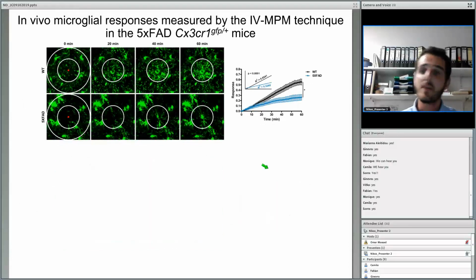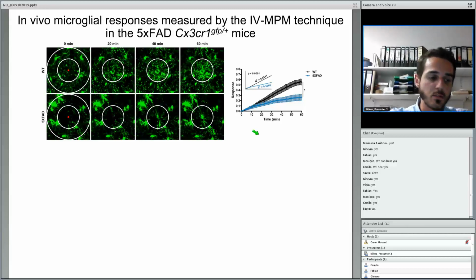They went then to the 5xFAD model, and they did a similar analysis, doing the tissue ablation in both groups, the wild type and the 5xFAD. And what they see is that in the 5xFAD the microglia are far slower and unresponsive to the laser ablation compared to the wild types. And for this, they hypothesize that this is probably due to decreased microglial activity and glycolytic capacity, so they are not responding as fast.